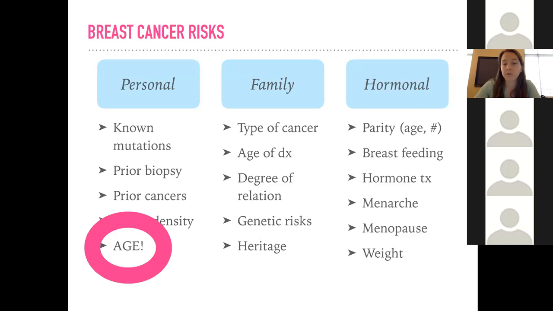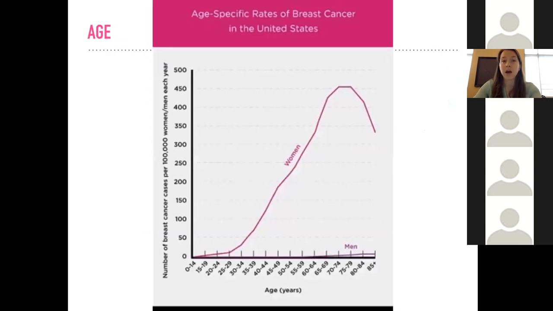Age is one of the most important things for most women of average risk, unless we know that they have certain biopsy results or certain mutations or family history. Age is really one of the most important things to think about, which is why age is such a big factor in deciding when we're going to start screening for patients. So just looking at this graph, we can see that as age goes up, the number of breast cancers increases dramatically.